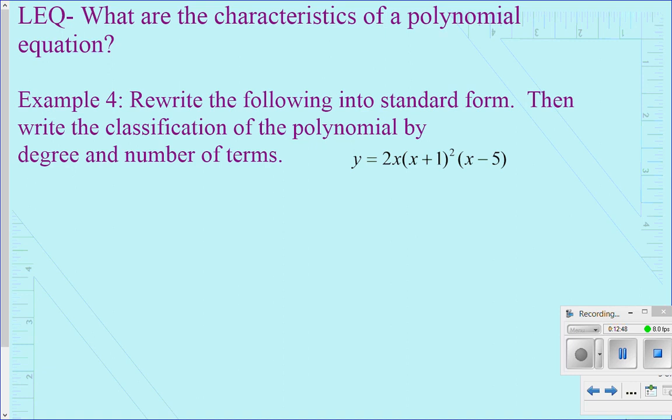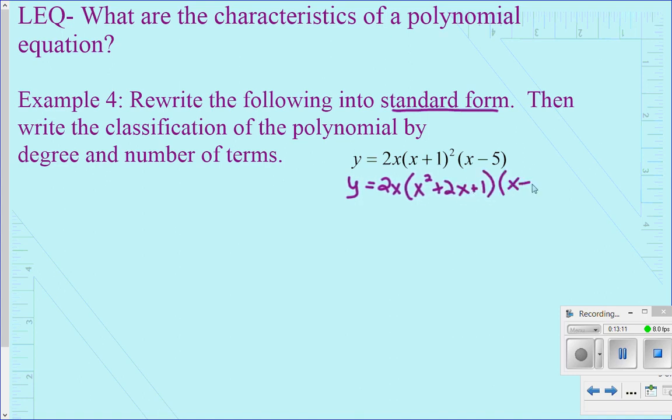Next, here we have an equation that's written in factored form, and we're supposed to get it into standard form. So if you recall how we did that in the last unit when we had factored form for quadratics, we multiplied it out to get it in standard form. That's exactly what we're going to do here. So I've already a couple times now squared the binomial x plus 1. So we know that's x squared plus 2x plus 1.